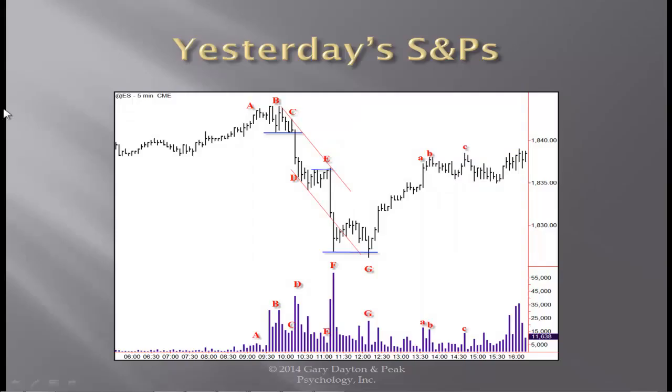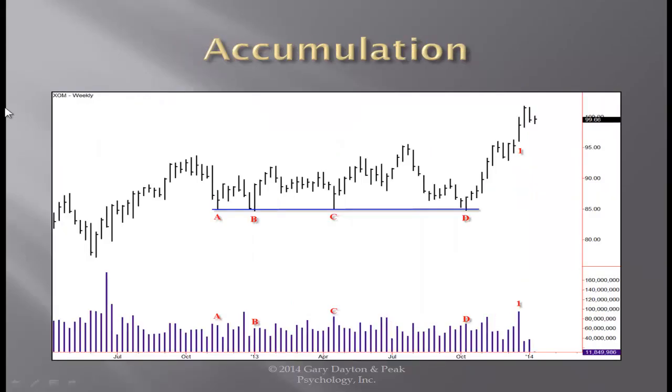All right, I wanted to talk a little bit more about accumulation, because this is something that I see a lot. We see it some in the intraday charts, but here, big charts, here, weekly chart. Here's ExxonMobil, and this is actually live, or maybe a week or two ago.